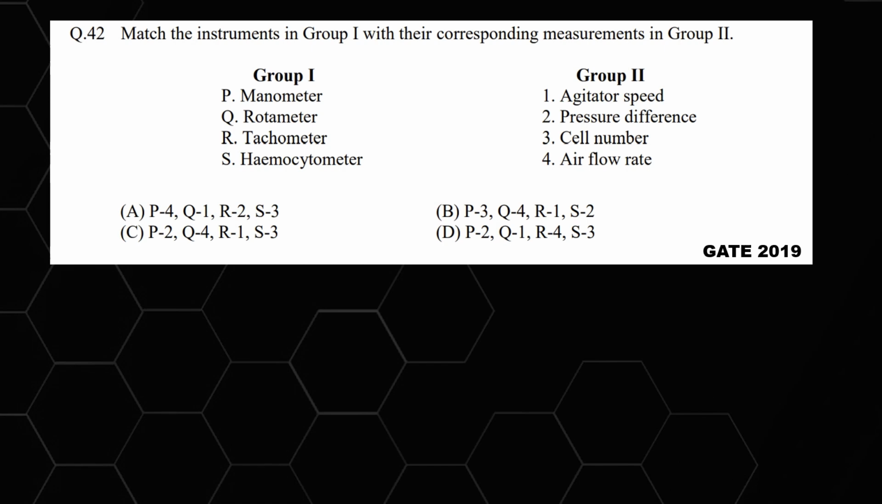Hello everyone, we are solving question number 42 of GATE 2019. It says match the instrument in group 1 with their corresponding measurement in group 2. We have 4 instruments in group 1, that is manometer, rotameter, tachometer and hemocytometer. So before matching it with their corresponding measurement, let's understand each instrument.